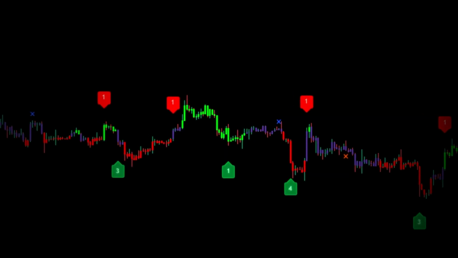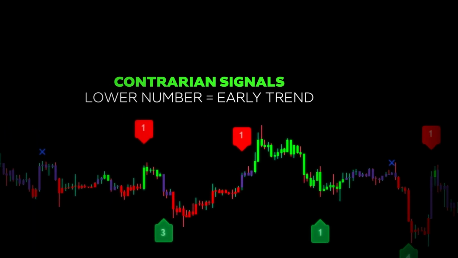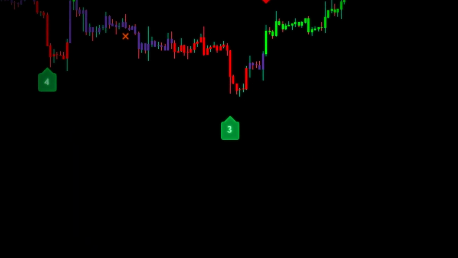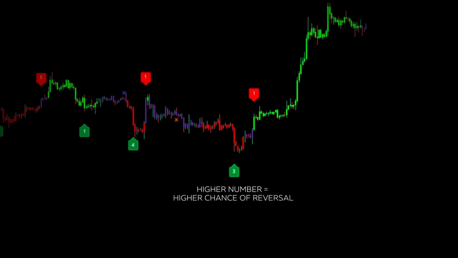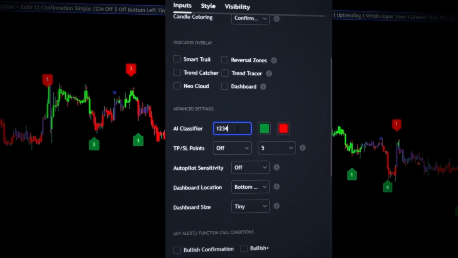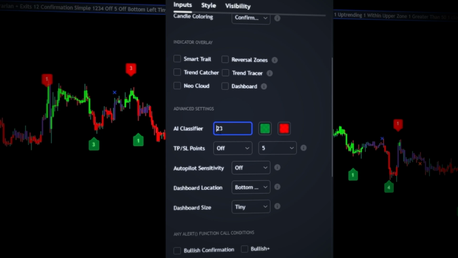When applied to contrarian signals, a low number can actually be suggestive of an early trend with a lower chance of reversal. A higher number tends to occur on more developed trends that have a higher chance of reversal. If you're like me, you probably don't want all these numbers popping up, so you can actually filter out what strength signals you want to appear on your chart in the advanced settings.